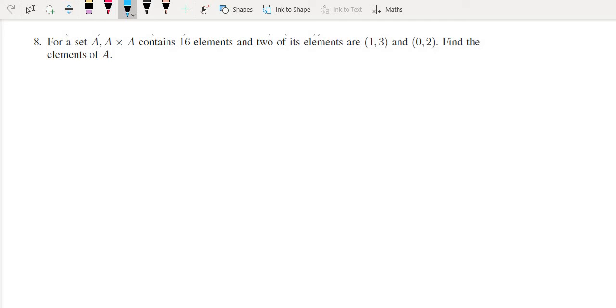Then question number 8. The question is, for a set A, A cross A contains 16 elements and two of its elements are (1, 3) and (0, 2). Find the elements of A.